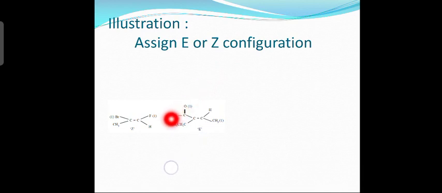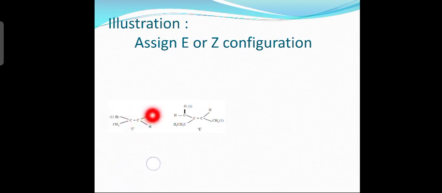So, assigning E and Z configuration. Here you can see fluorine and bromine. Now for high priority, fluorine has atomic number 9, bromine has atomic number 35, whereas carbon is 6 and hydrogen is 1, so high priority goes to bromine and fluorine. These are present on the same side of the carbon double bond, that means zusammen, the Z configuration.